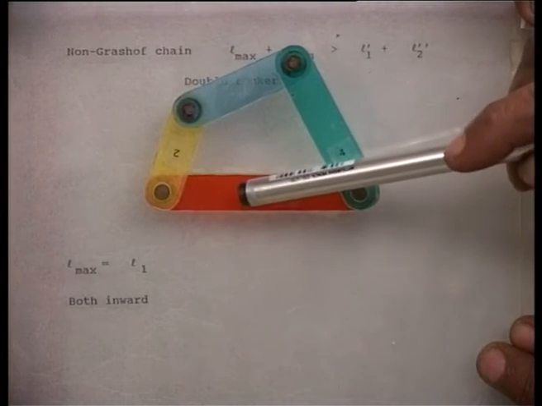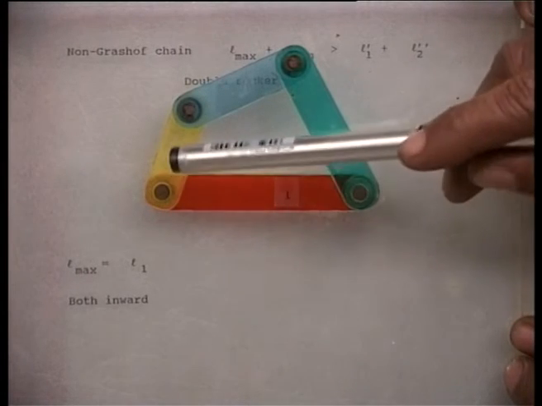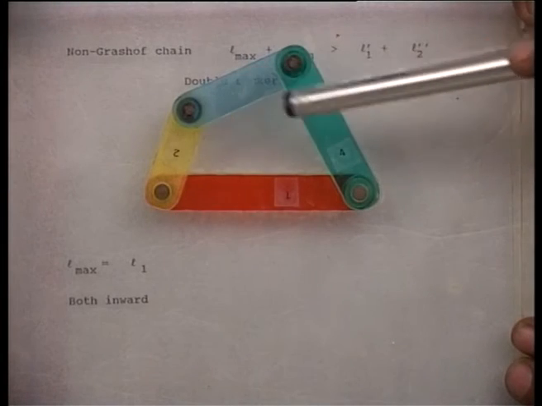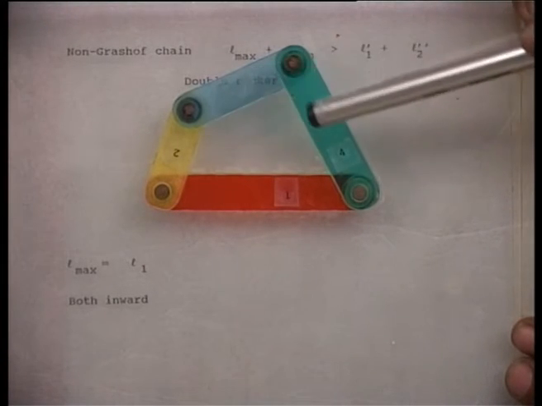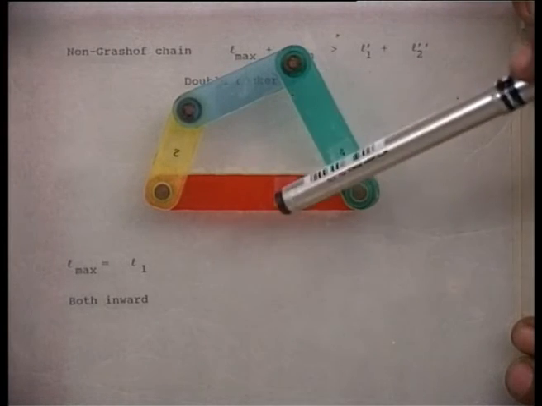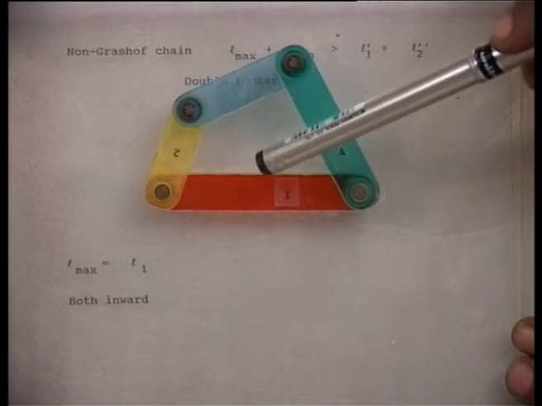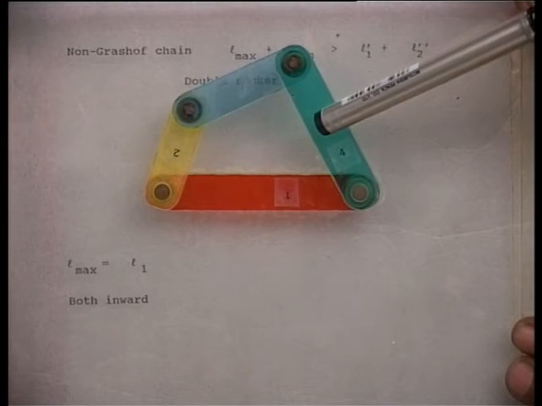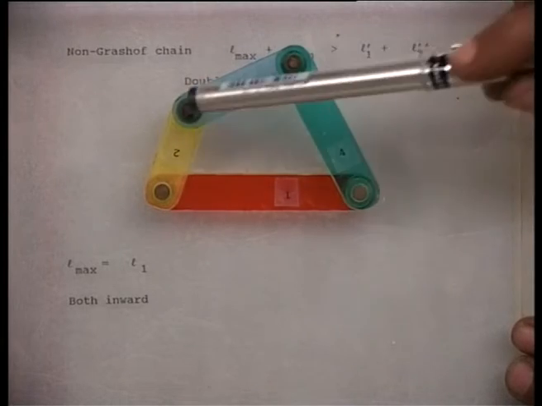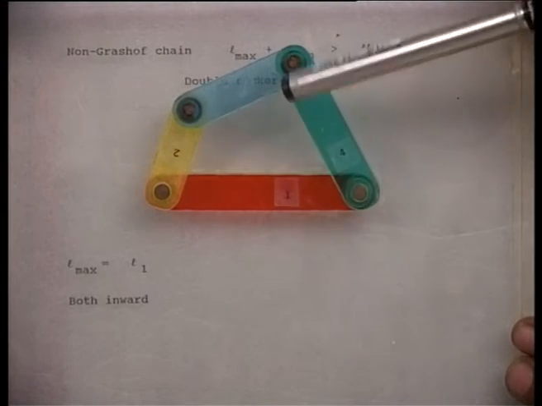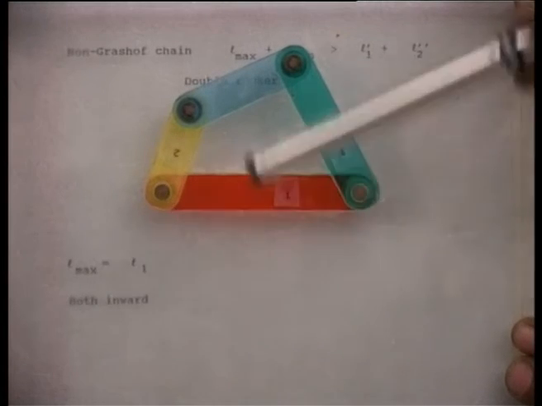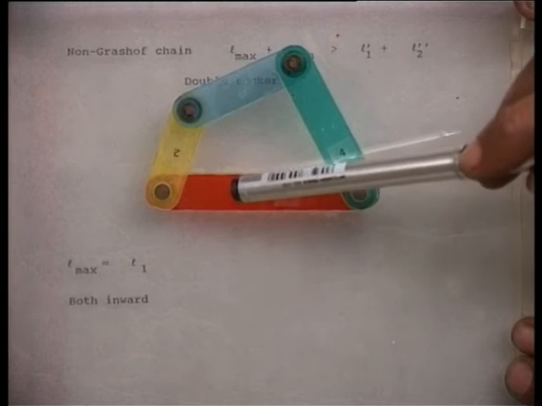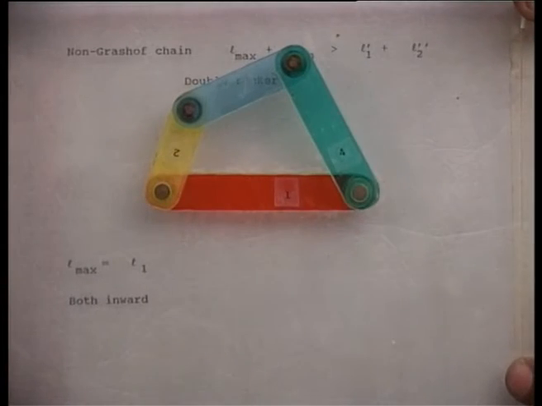Here the red link is the longest link, that is L max. This yellow link is the shortest link, that is L min, and these two are L prime and L double prime, the remaining two link lengths. It is easily seen from this model that L min plus L max is more than the sum of L prime and L double prime. So, it is a non-Grashof chain, and independent of which link we hold fixed, we always get a double rocker linkage. In this particular situation, this longest link, the red link, has been held fixed.